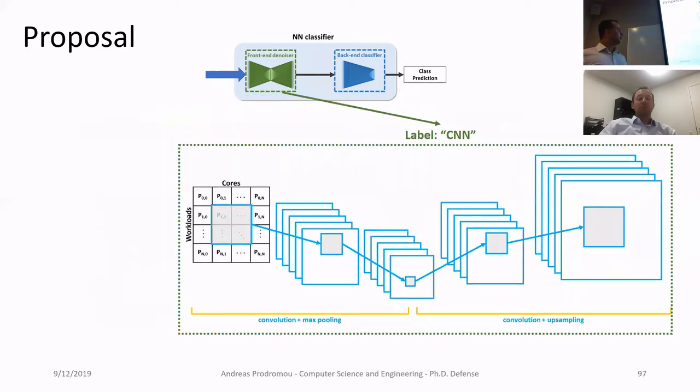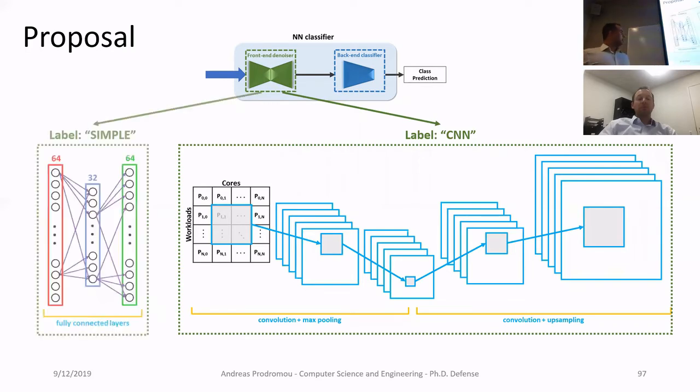So moving on, this is a mistake with my animation, so let's start with that. The front-end denoiser, we also propose a convolutional architecture with convolution and downsampling, and then convolution and upsampling. And we also have the simple, fully connected layer autoencoder approach. Before we go ahead and look at how these modules perform, we had to generate a few data sets for this work.